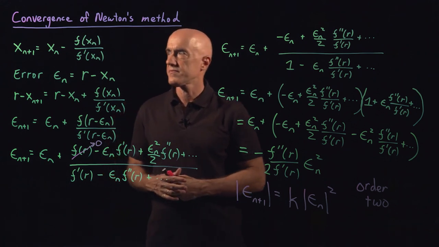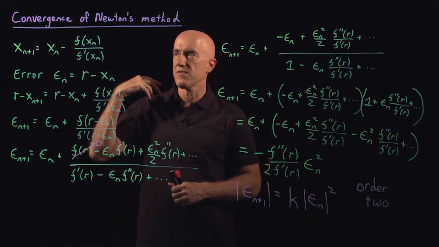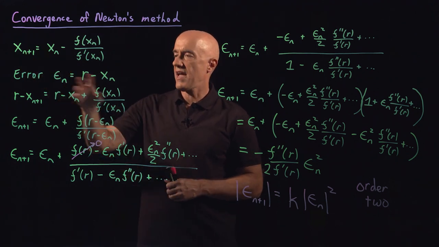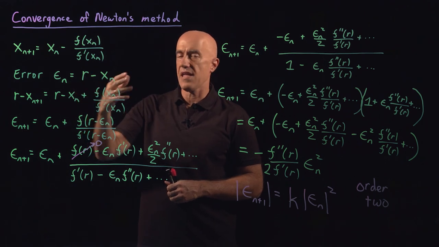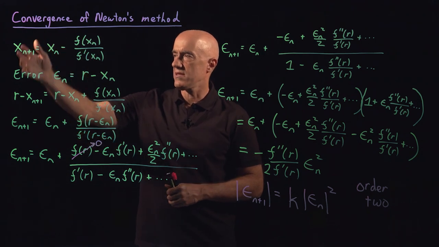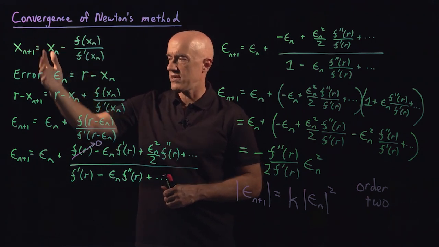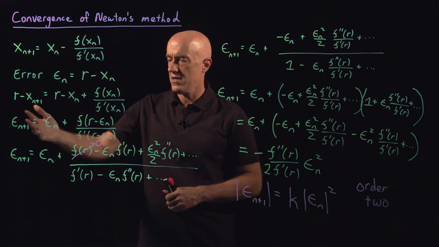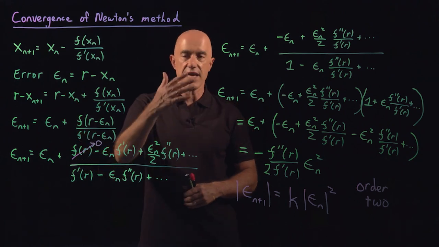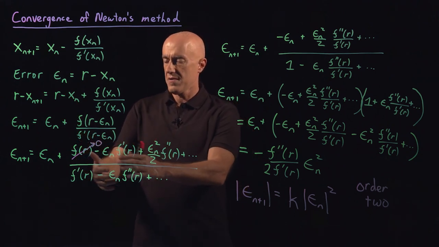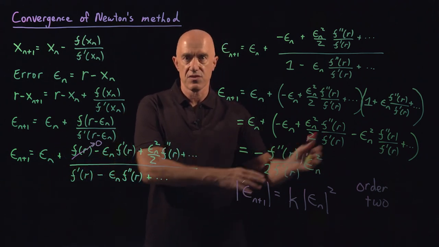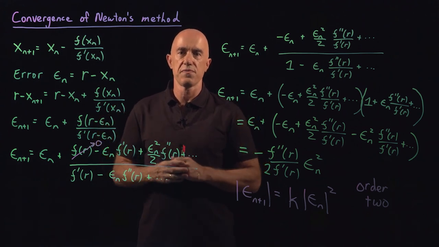Okay, let me review. We're computing the order of convergence of Newton's method. We start with Newton's method. We define the error to be the root minus the nth iteration value. That's epsilon n. We convert Newton's method's equation into an equation for the error. Then we Taylor series expand like madmen and try to get the leading order term in epsilon, which turns out to be epsilon sub n squared. That's where we get order two method.